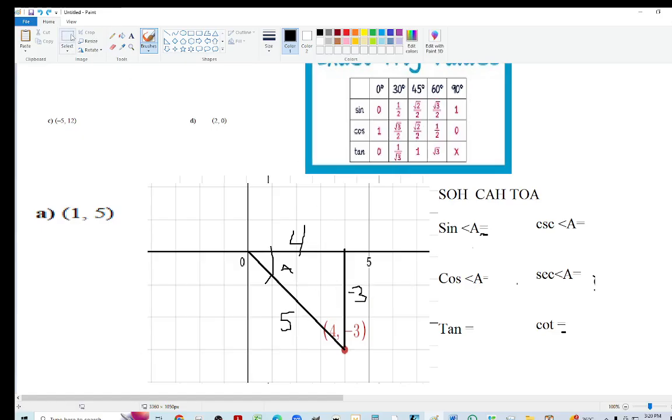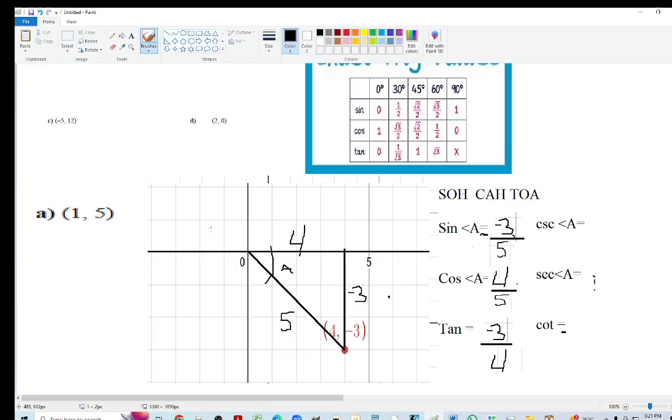Now, let's focus on angle A. Sine is the opposite over the hypotenuse. Cosine is the adjacent. Okay, the adjacent side is 4 over the hypotenuse. And tangent is the opposite. Here's where this has come in. Minus 3 over the adjacent, 4. Now I want you to note something. Tan is negative. Sine is negative, minus 3 over 5. Cosine is 4 over 5.